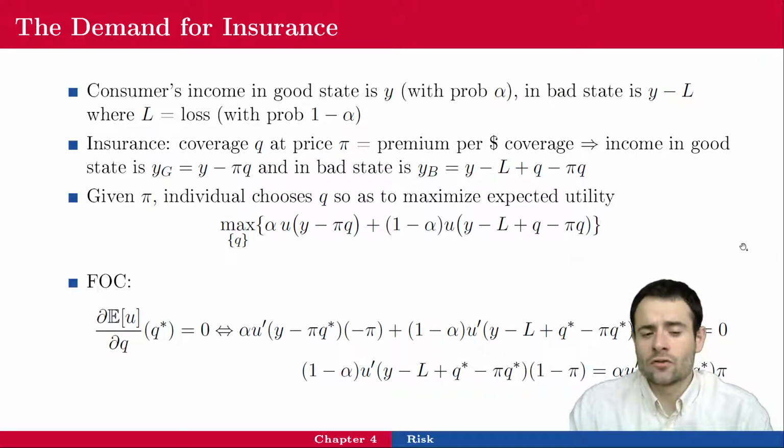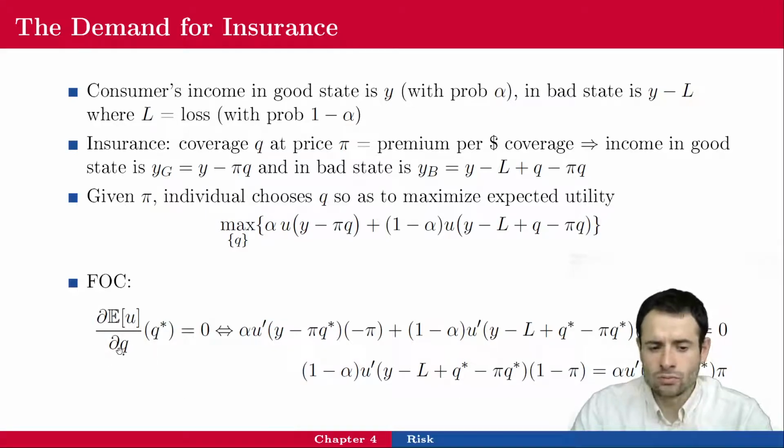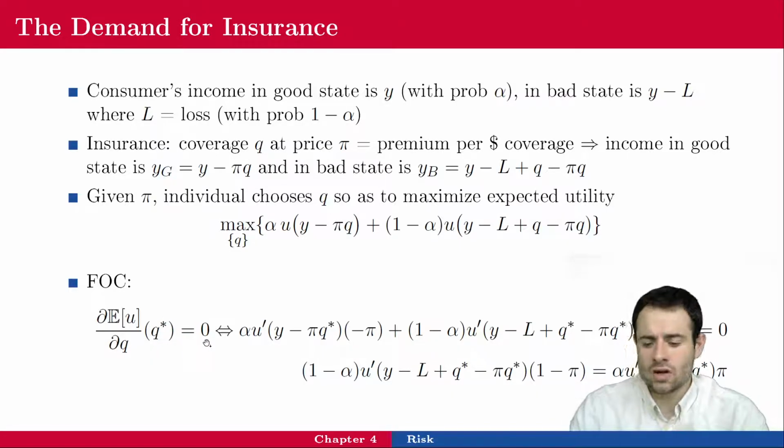So let's take the first order condition. We take the derivative of the expected utility with respect to Q. At the optimal level Q star, this derivative will be equal to 0. That's the definition of first order condition.